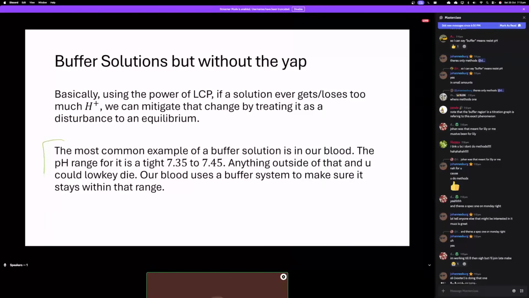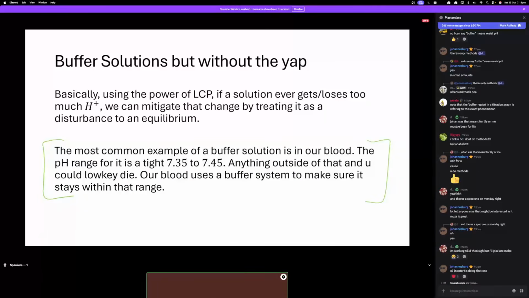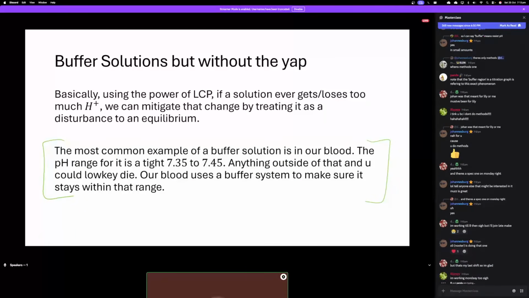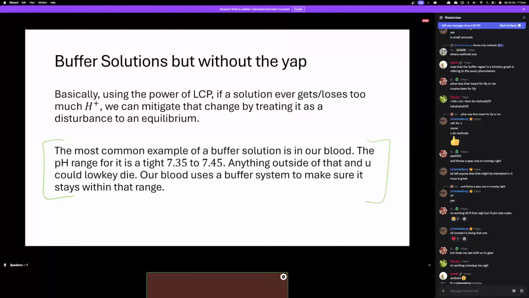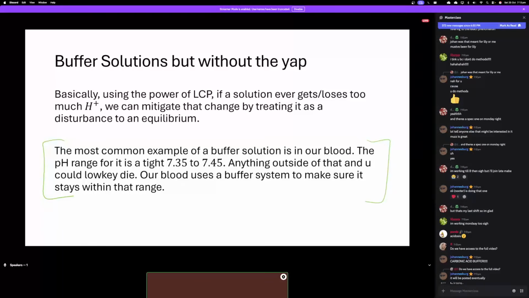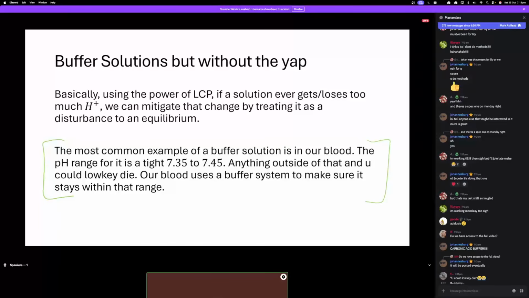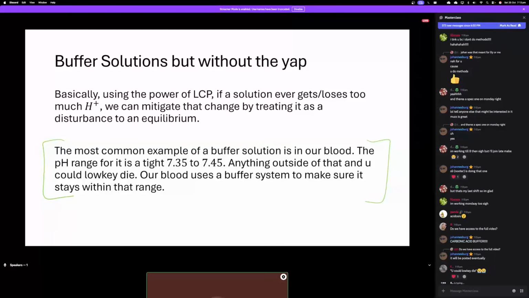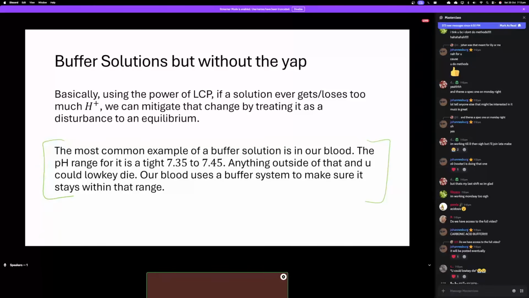And a very common one that you'll see is in our blood. So in our blood, we have a buffer solution, and our pH in our blood has to be really tight. It has to be 7.35 to 7.45, and there are some major health concerns if we have something outside of that, right? That is a serious health concern, you can be hospitalized. But it's really important that we keep our blood to that range, right? So inside our body, we have a buffer system. It'll keep it to that range. That's just kind of it.